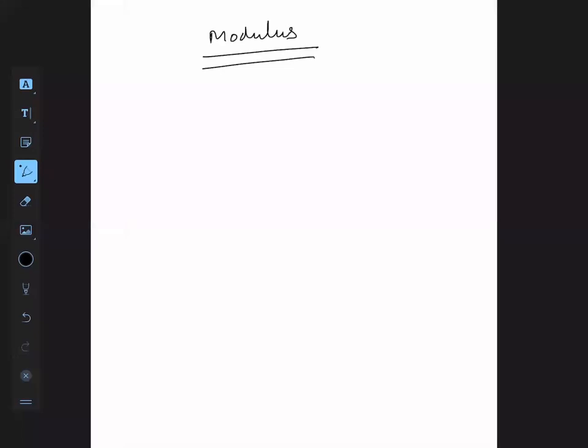Today I am going to discuss modulus and its application. Modulus, what is modulus? What is the purpose of modulus? Modulus of any expression is basically always a non-negative quantity. So, to make a given expression non-negative, we have to apply modulus.